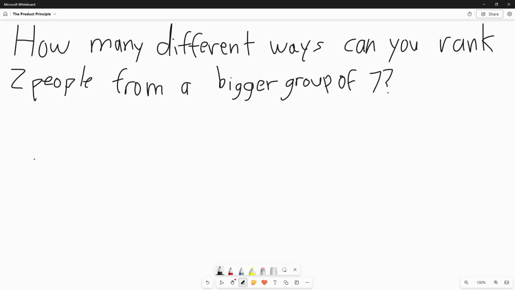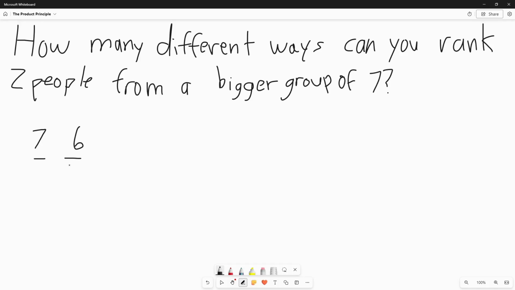So let's draw two spaces or two lines representing the two ranks. And since we have a group of 7, there are 7 possibilities for the first rank. So let's draw a 7 right here. And for the second rank, you might think there are also 7 possibilities since there are 7 people in the group, but we've already chosen one person for the first rank. So this means that we have a total of 6 possibilities for the second rank.